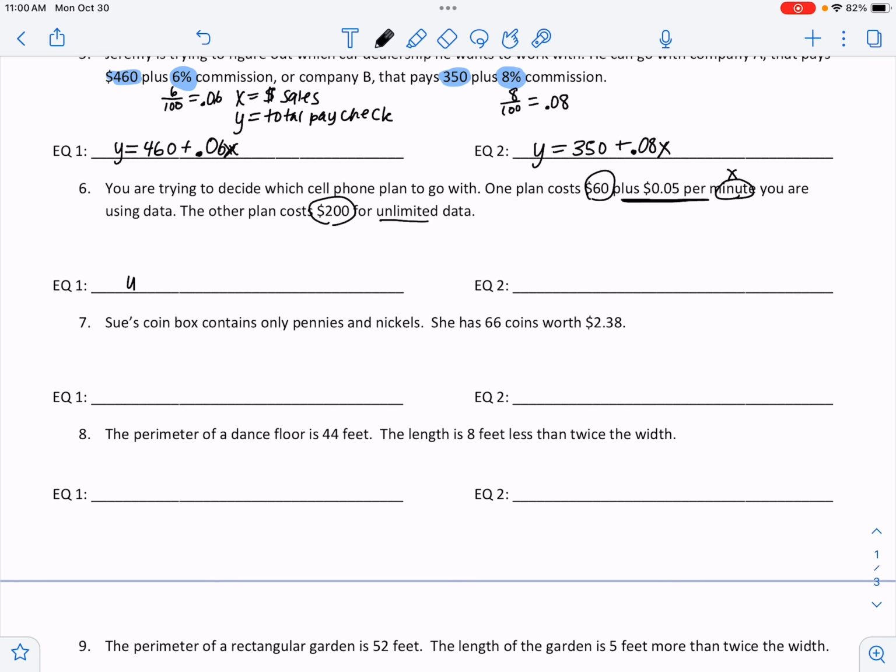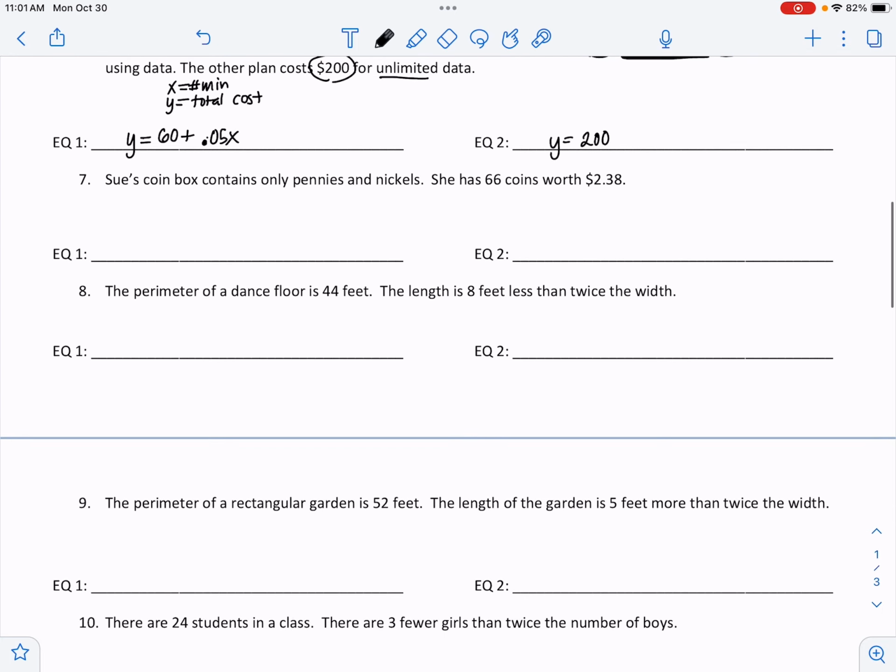The first plan has a fixed rate of 60 plus 0.05 per minute. So X is the number of minutes. Y is the total cost. And then for the other plan, it doesn't depend on the minutes. It's just 200 all the time. So no X in that second equation.